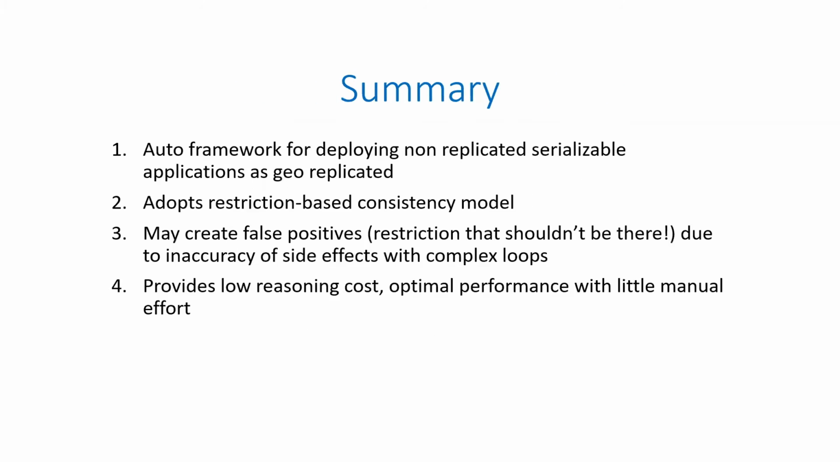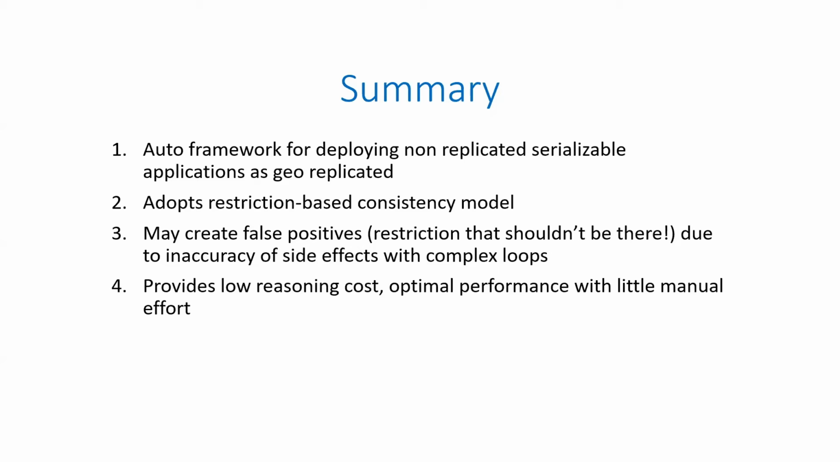And yeah, so the summary is this is the auto framework for deploying non-replicated serializable applications as geo-replicated. It adopts a restriction-based consistency model, and it may create false positives when there are complex loops, even though their independent loop property is effective at finding the independent paths in those loops. But it could still provide some false positives, and the paper claims that the false positives do not affect the performance in any way because it is not giving any false negatives. And yeah, it provides low reasoning cost and optimal performance with little manual effort.